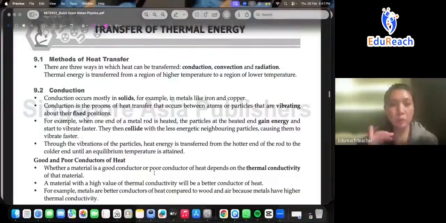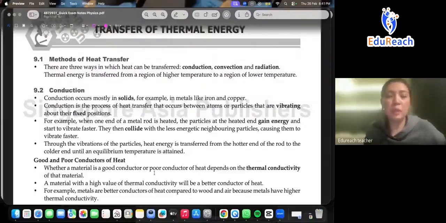Okay, yeah, so this video is going to run through transfer of thermal energy. Like what I've mentioned, three main mechanisms, three methods of heat transfer, namely conduction, convection, and radiation. But the key principle here is that thermal energy will always be transferred from a region of higher temperature to a region of lower temperature.